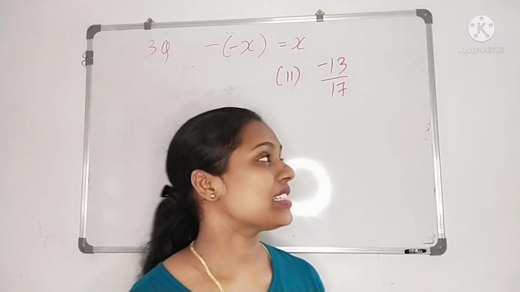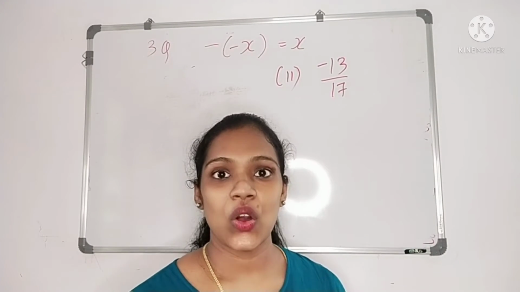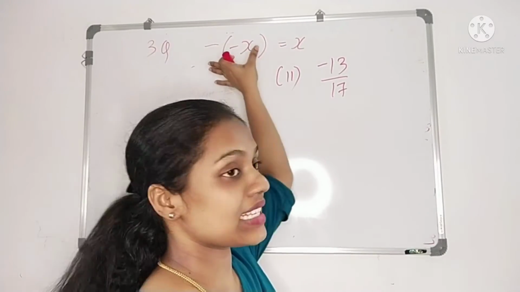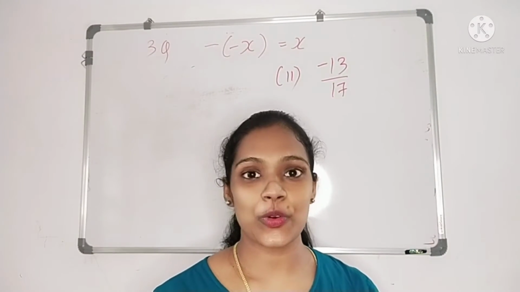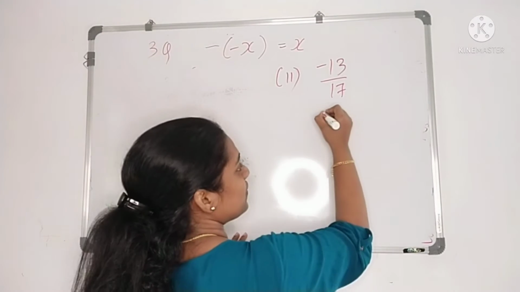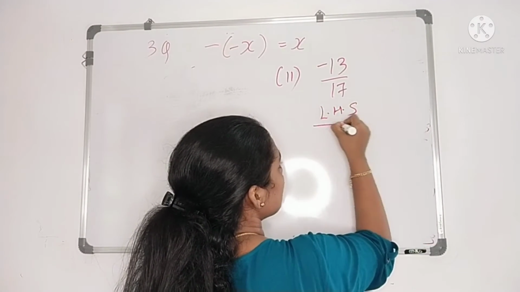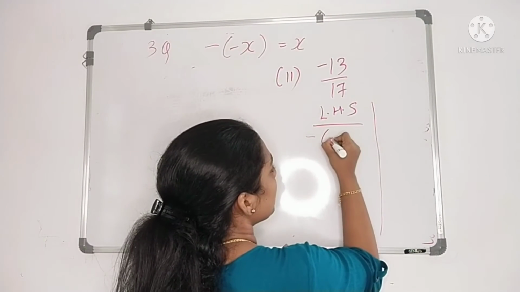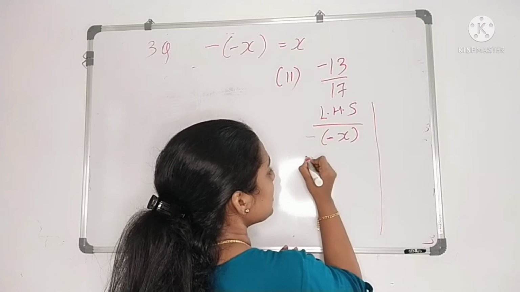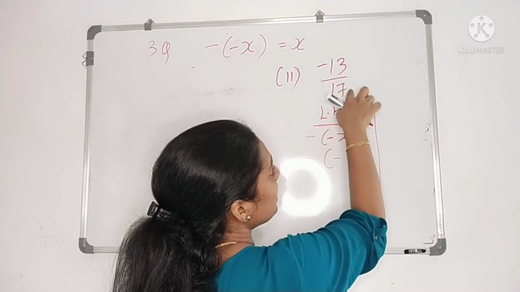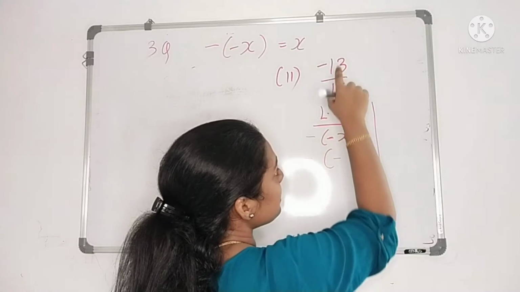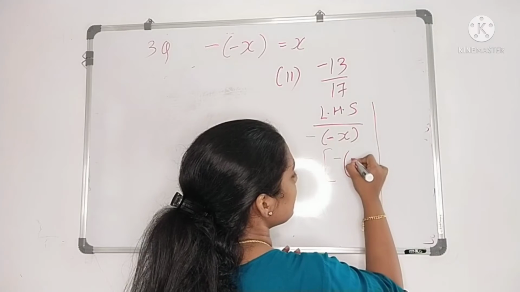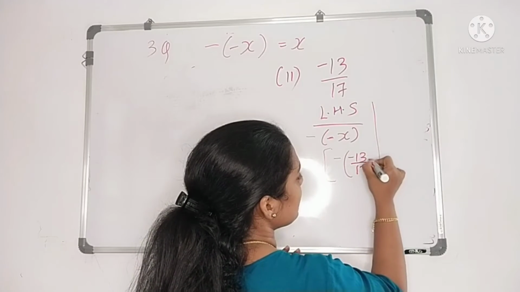So our next example is minus 13 by 70. Here also we have to prove the same condition, that is, minus of minus x is equal to x. So here also let's first take LHS, the left hand side. What is our left hand side here? Minus of minus x, right? That is minus of minus x means 13 by 17. Sorry, minus 13 by 17, right?